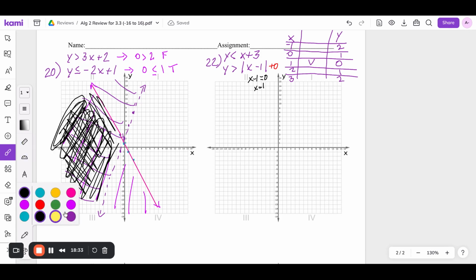The first one is linear. So my y-intercept is 3. My slope is 1. So I'm going to go up 1 to the right 1, up 1 to the right 1, up 1 to the right 1, down 1 left 1. Okay, look, not equal to, so it's dashed.